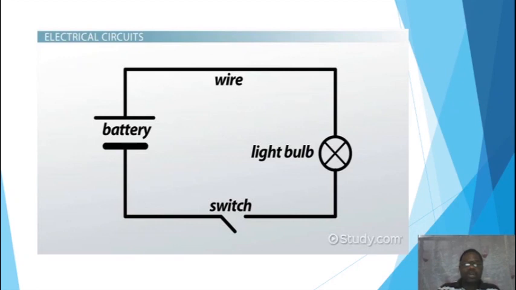So this is what we call the circuit diagram. Now you look at the battery. You see that the battery has two terminals, the positive terminal and the negative terminal. The terminal that is represented with a longer line is the positive terminal, while the one represented with the short line is the negative terminal.